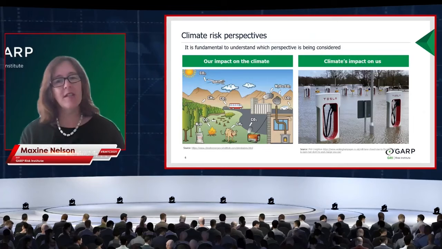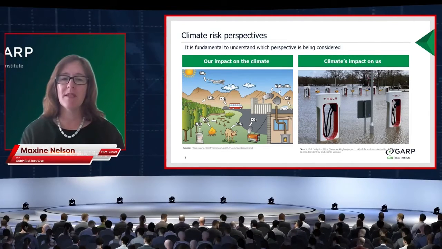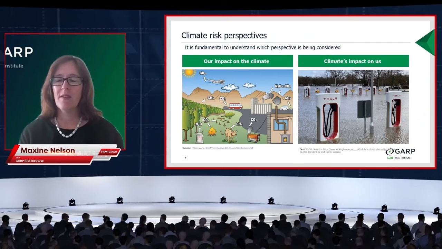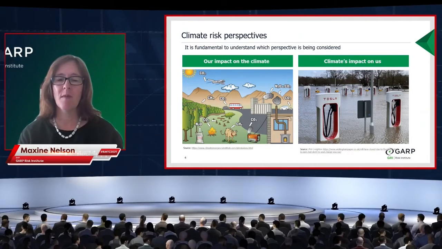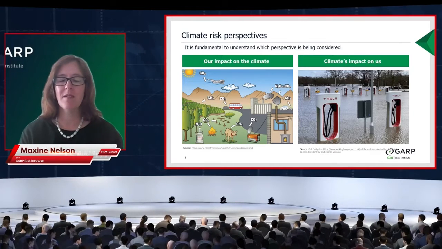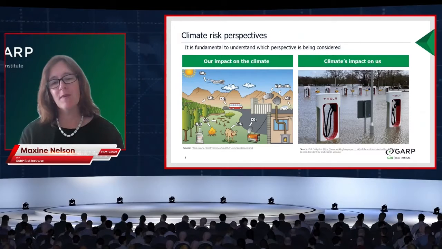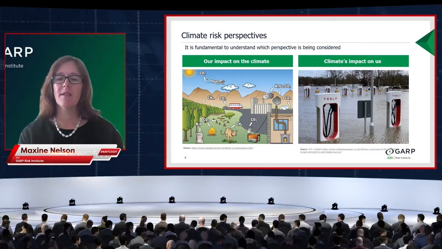Now, when it comes to managing climate risk, we need to understand which of the two different climate risk perspectives we're going to use. Now, the first perspective is how we impact the climate. For example, we impact it through our emissions from transport, from heat, deforestation, food production. And the second perspective is how the changing climate impacts us.